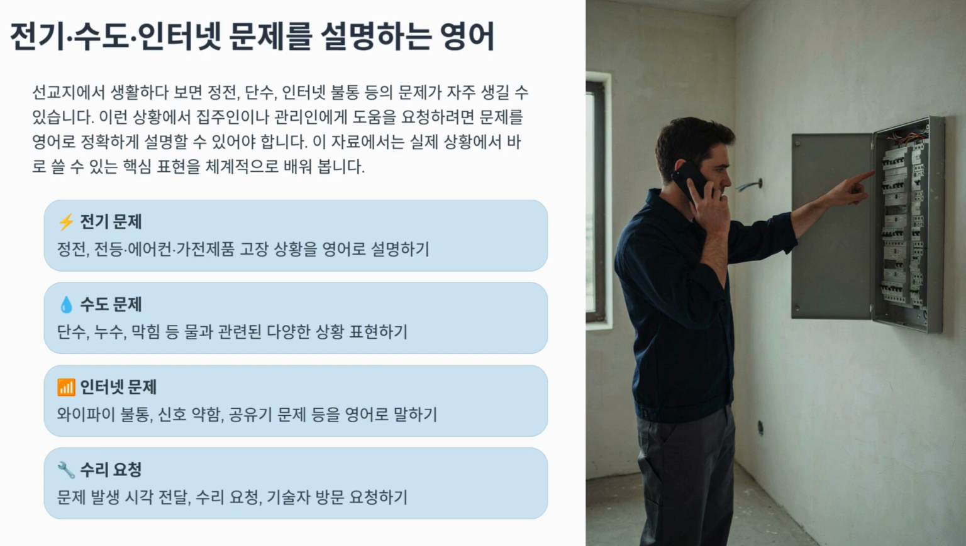For electricity, report a power outage or a broken light, outlet, air conditioner, or refrigerator. For water, report no water, no hot water, low pressure, a leak, or a clogged drain. For internet, report no connection, a weak signal, or a router problem. Use one clear sentence at a time and then request a repair.